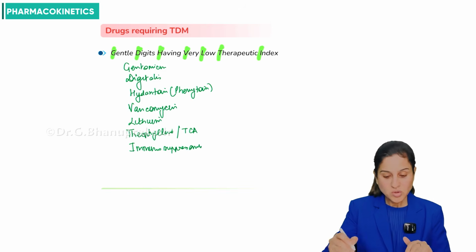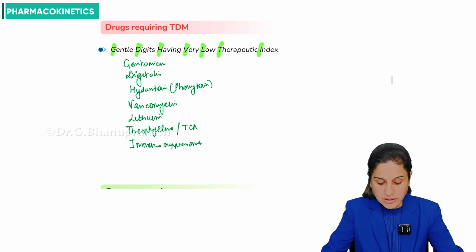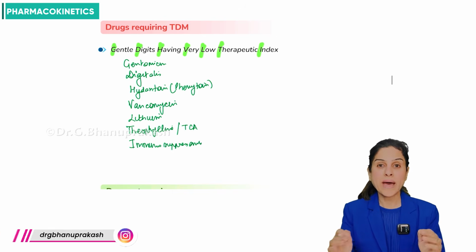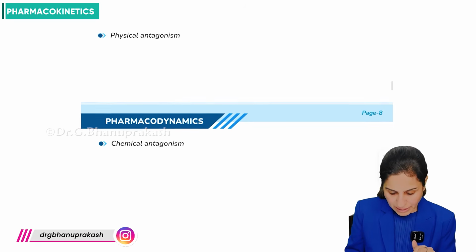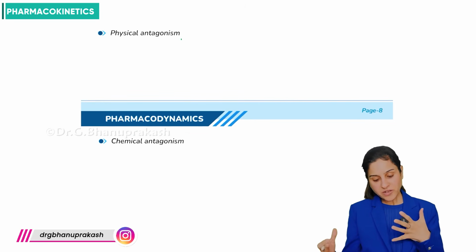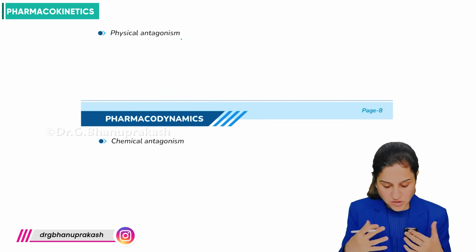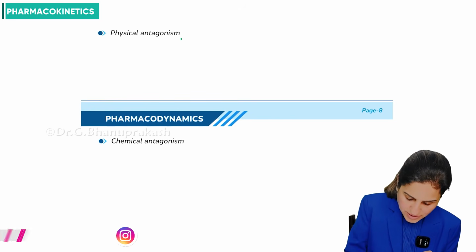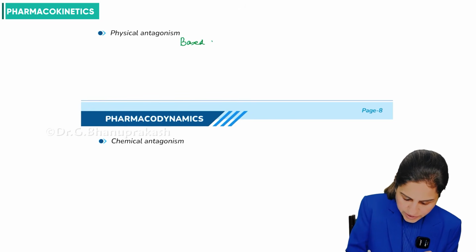Immunosuppressants. So these are the important examples of drugs which require therapeutic drug monitoring. Coming to the types of antagonism, what are the different types of antagonism which we see? One is physical antagonism. Now, this is based upon the physical property of a drug.